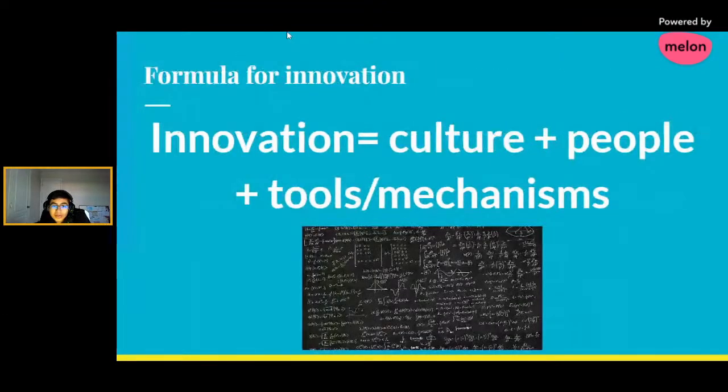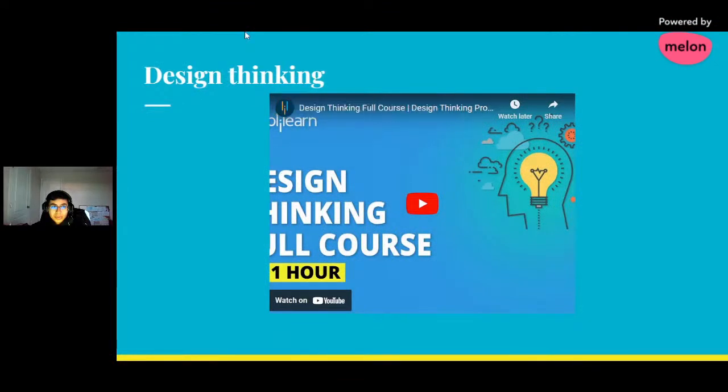So the following is the formula for innovation. Innovation is equal to culture plus people plus tools and mechanisms. The following is also a video regarding the design thinking process, which will also be linked below as always.